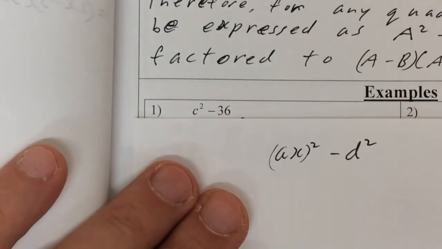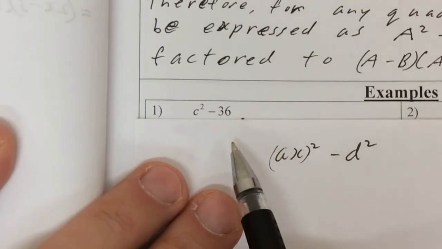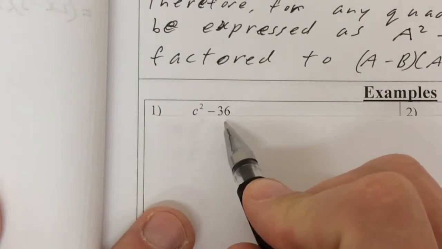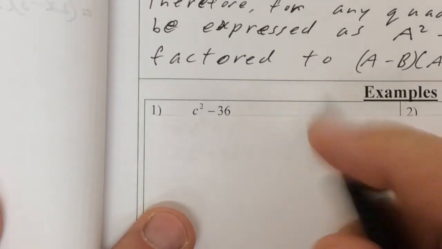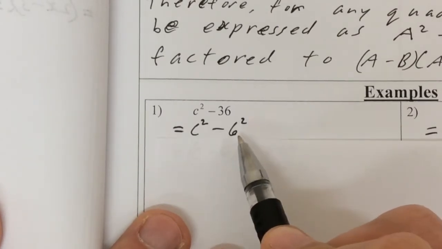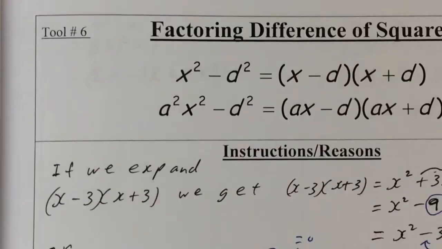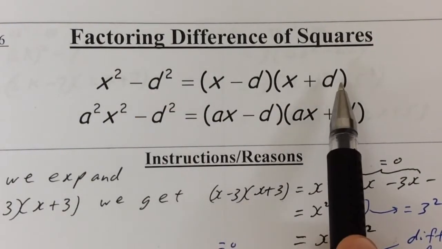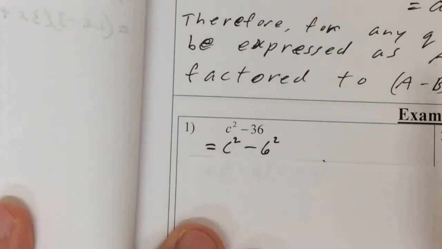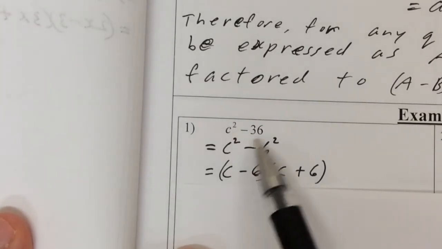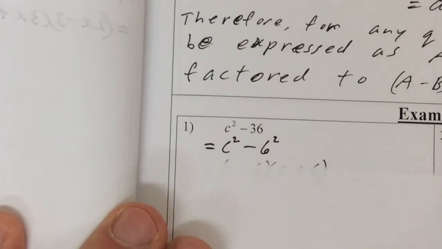So for this one, c squared minus 36. Is that a difference of squares? Well, if you look at c squared, well, that's definitely a square. There's the difference. 36, is that something squared? It's 6 squared. So you can now write it as c squared minus 6 squared. That's a difference of squares. So now you can use this formula right here. Because it's a difference of squares, you can write it as that factored. Okay? So there's the solution to that. Okay, so that's factoring this, you can jump right to this answer.